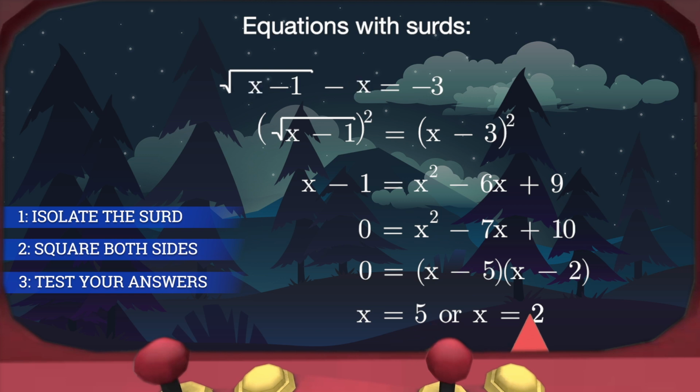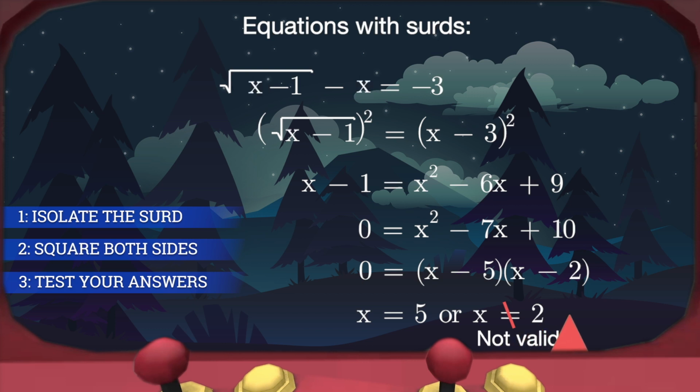Then we take this 2, we put it in x's place, and then we will say 2 minus 1 is 1, and the square root of 1 is 1. And 1 minus 2 is minus 1. So that is not equal to minus 3. So this x equal to 2 is not true, and we will simply say x is not equal to 2. It is not valid.